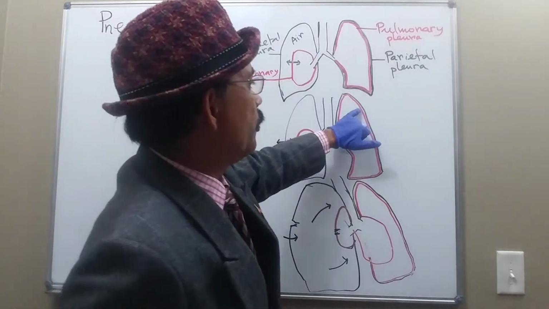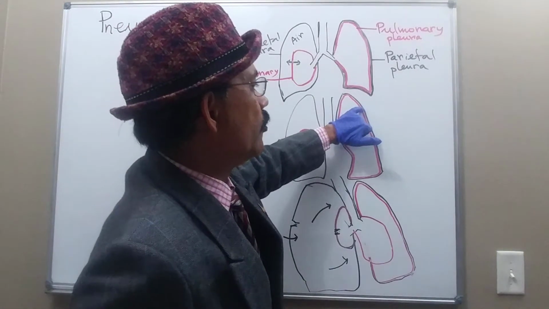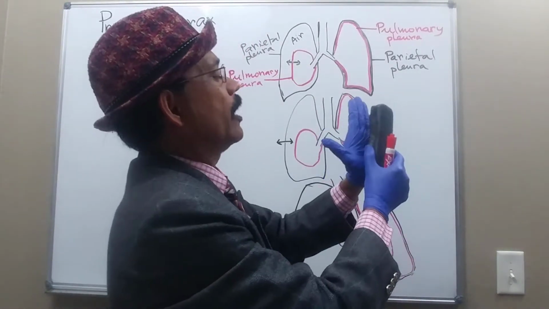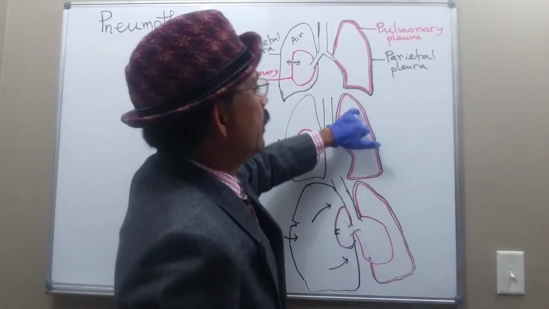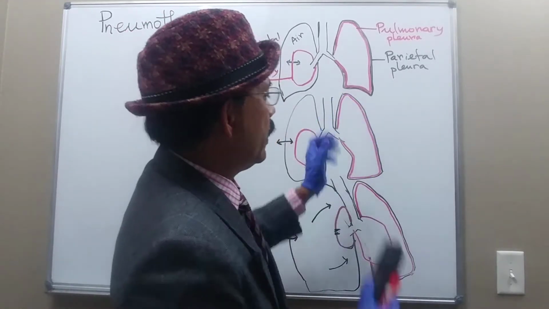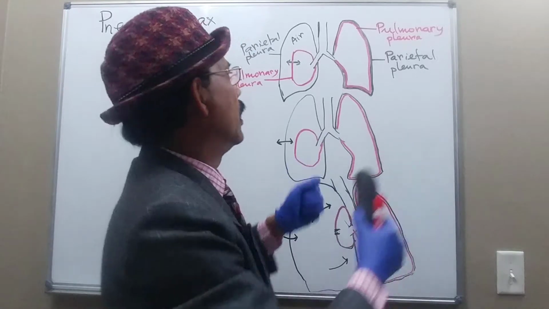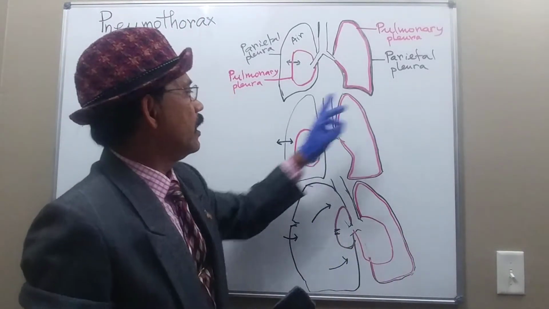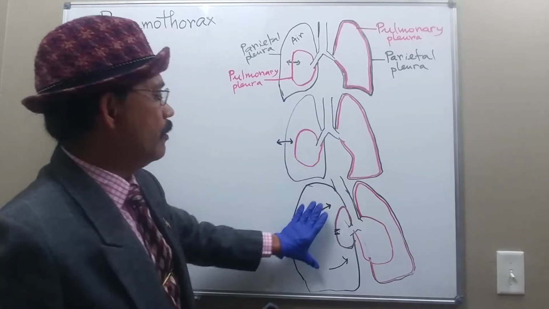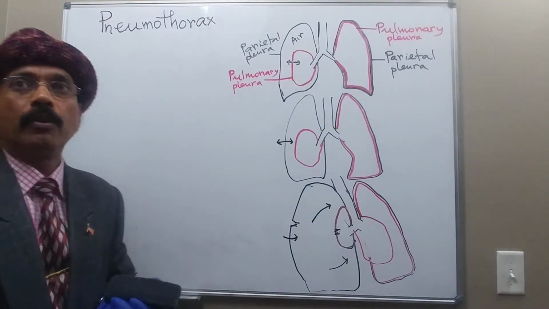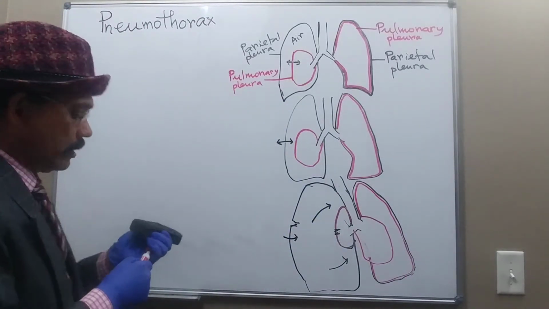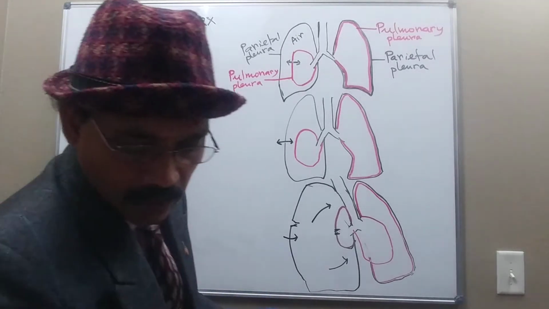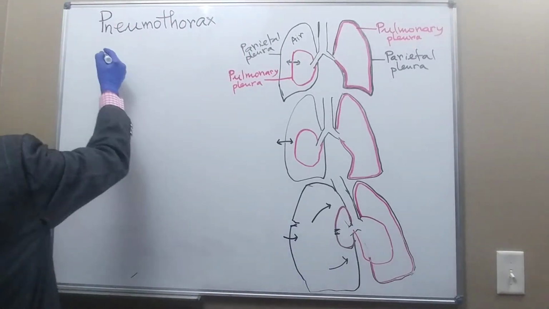This is the potential space. In life, we should not have any space. One layer is coming in contact with another layer. There is negative pressure here, and that negative pressure expands the lung. So if there is air there like this, then we call it pneumothorax. Okay, we got that. Then we will classify the pneumothorax.